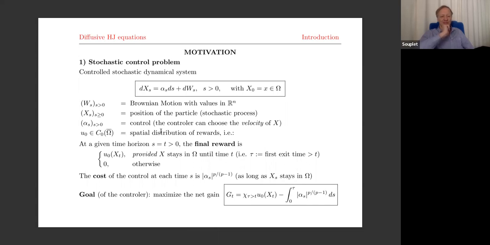u naught, which is the initial data for the PDE, will correspond to the spatial distribution of rewards, because it's a game with cost and benefits. So at the given time horizon, let's say s equal t, the final reward is u naught at X sub t, provided X stays in the domain until time t and 0 otherwise. And now there is a cost, and the cost is a power of the length of the control. The power is the conjugate exponent of p, so p over p minus 1. And this, of course, as long as you do not leave the domain.